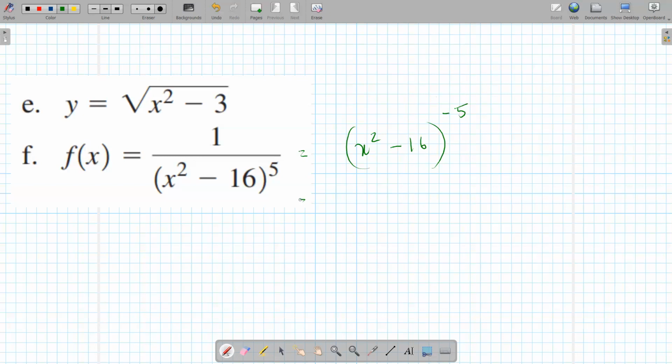Now let's just use the power rule on this. You bring the -5 down. What's going to be the new power? -6. Yes. What do we multiply this by? 2x. Yeah. And you're done.